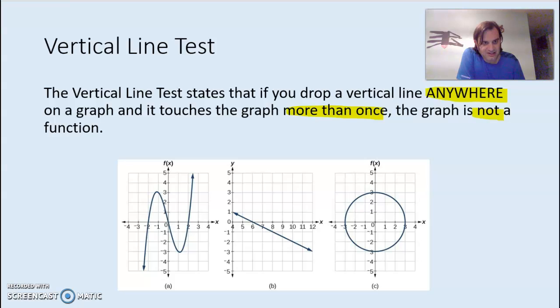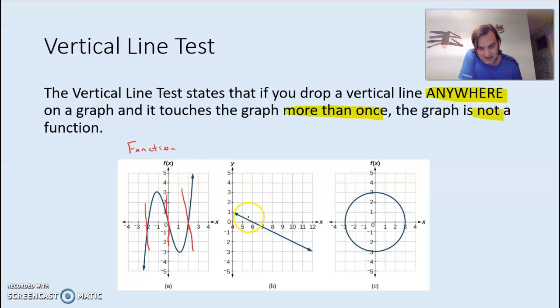So I'm going to pick something up here, and the first graph I have over here is a squiggly. I can drop a line anywhere on here. Sorry, it's not straight. But anywhere I drop a line across here, it only touches the graph one place. That means the negative 2 for x only has one y. The 0 for x only has one y. The positive 2 over here for x only has one y output. This is a function.